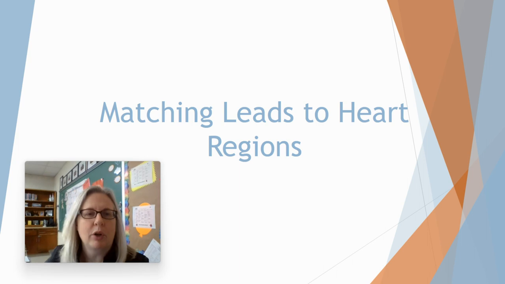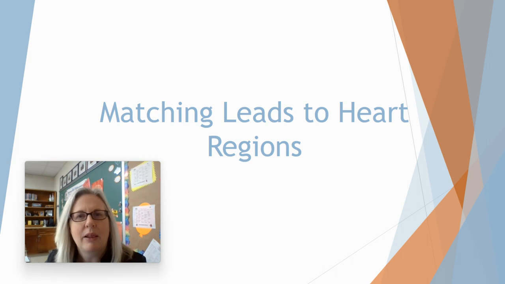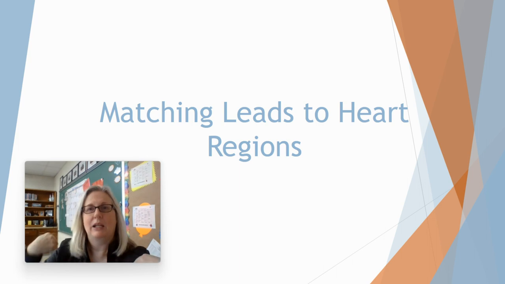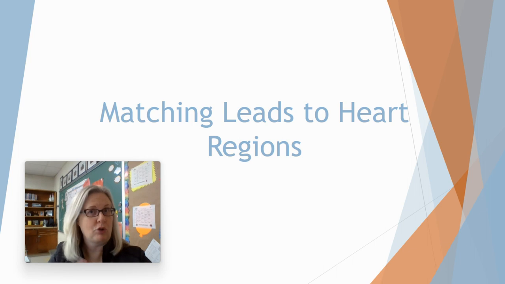So let's continue what we were learning. We're going on to matching leads to the heart regions. And last class, we talked about the different angles at which the limb leads read, right? We had lead one and lead two and lead three, which made Einthoven's triangle. And then we also had AVR, AVL, and AVF.